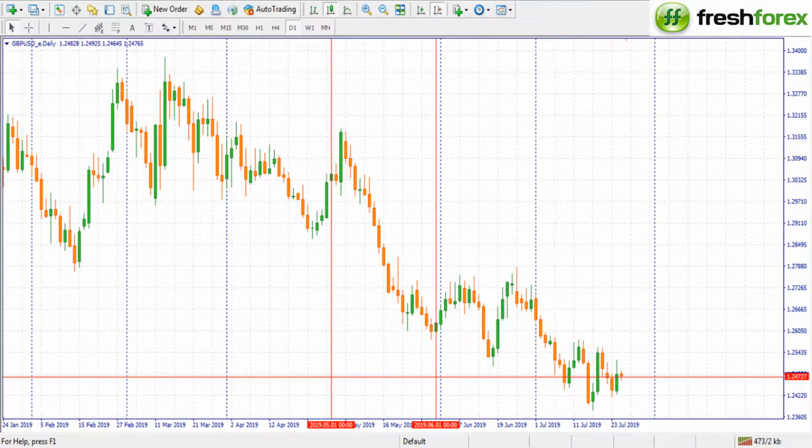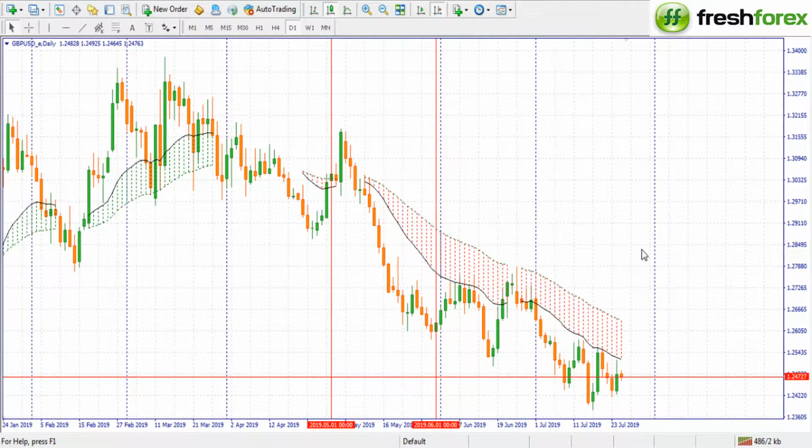Hello, good morning everybody. So today we are going to look at trend. We want to see exactly the trends that we have for the day. Start off with GBP/USD. I'll add my indicator first of all to determine the trend.